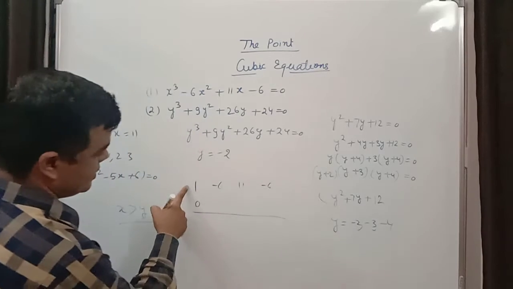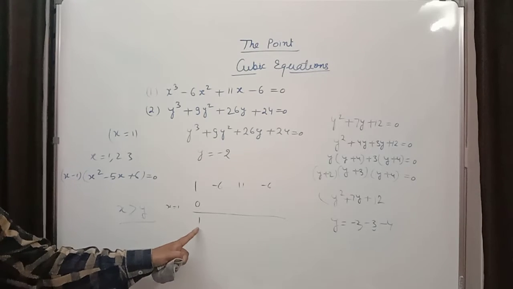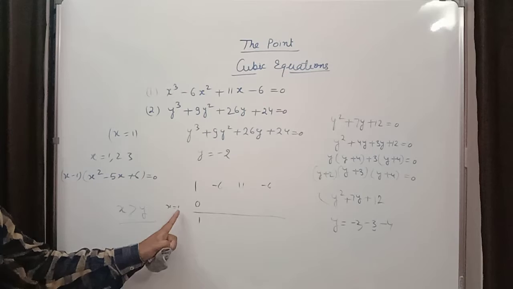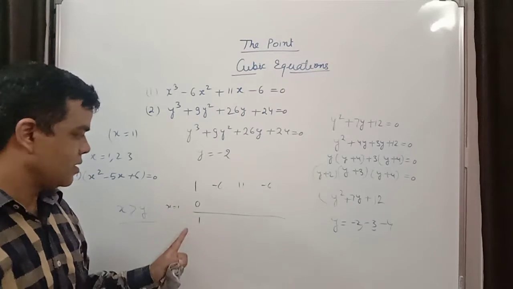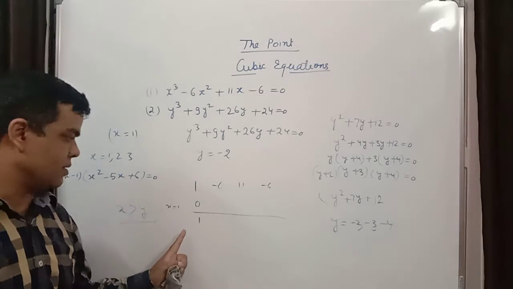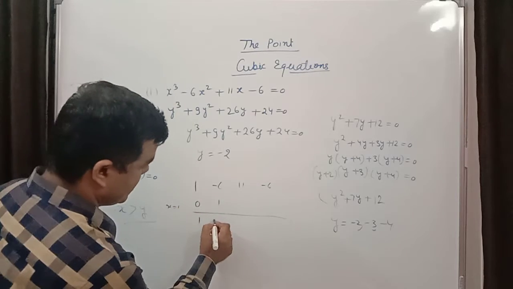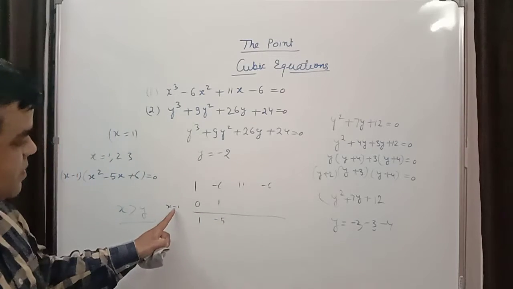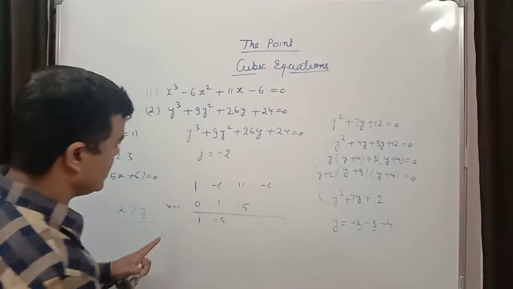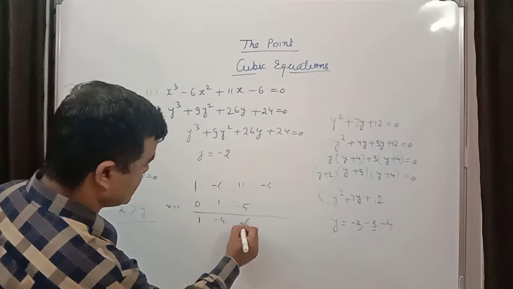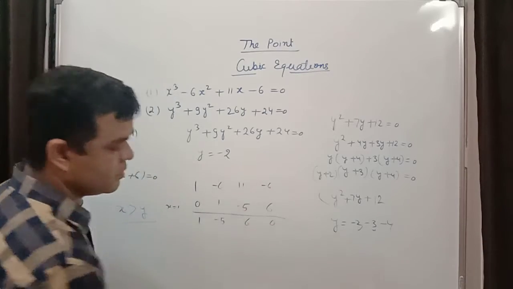Now add: 1 plus 0 is 1. Now multiply: 1 times 1 is 1. If there is a minus, then the minus will also be there. Multiplication will be done considering the sign. So 1 times 1 is 1. Now add: minus 5 will come here. Then again multiply: minus 5 into 1 is minus 5. Then here remaining 6. Now multiply: 6 times 1 is 6, and here it will become 0.